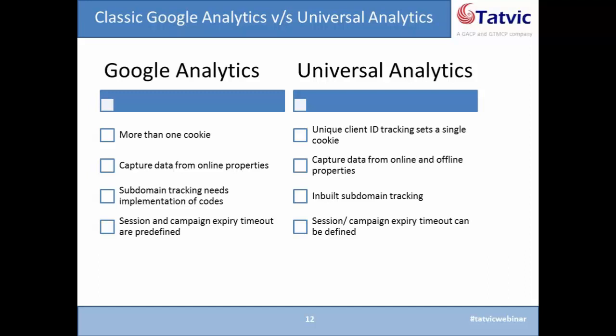The next difference was about importing external data, which is only possible in Universal Analytics and not in classic Google Analytics. The third difference was the subdomain tracking, which is done automatically in Universal Analytics due to the inbuilt feature which Universal Analytics is having, while in Google Analytics we have to implement some customized codes to do it. The last difference was about the session and campaign timeout, which can be defined easily from the admin section in Universal Analytics. So these were few of the major differences of classic Google Analytics and Universal Analytics.